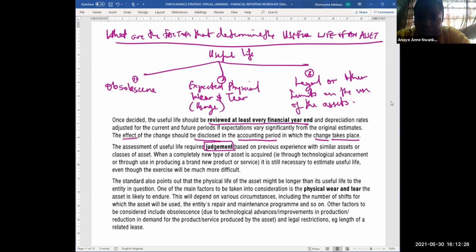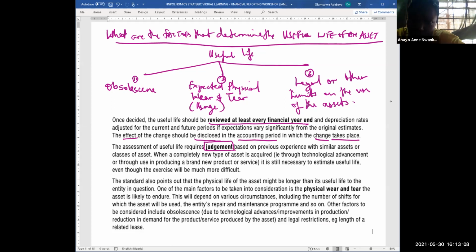The standard also points out the physical life of the asset might be longer than its useful life to the entity in question. One of the main factors to be taken into consideration is the physical wear and tear the asset is likely to endure. This will depend on various circumstances, including the number of shifts for which the asset will be used, the entity's repair and maintenance, including a maintenance program, and so on.